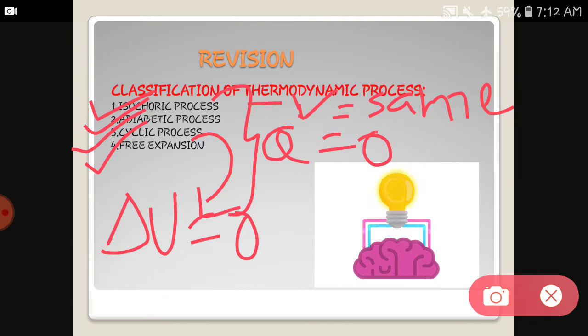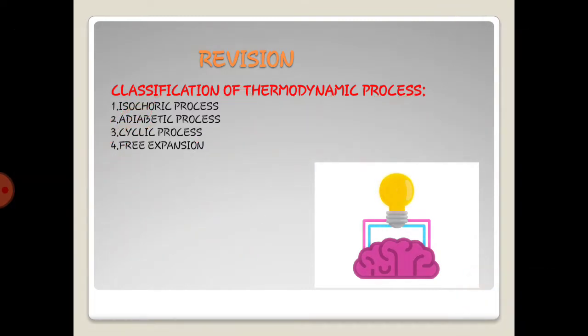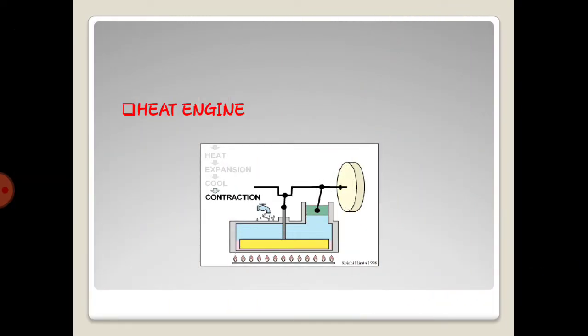Now why have we studied all such processes? Because we are going to deal with a device which uses one of these processes, the cyclic process. So what device is it which uses the cyclic process? What is the device which uses a cyclic process for its procedure, for its motion? Let's move to the next slide, and the answer is heat engine.